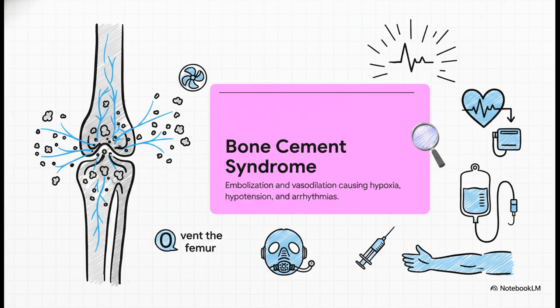That is a massive amount of pressure, and it essentially forces fat, bone marrow, air, and even the cement directly into the venous channels. At the exact same time, systemic absorption of the cement monomer causes this massive vasodilation. Your treatment here? You want to get them on 100% oxygen before cementing, maintain euvolemia, and absolutely make sure you're communicating with the surgical team to vent the femur.